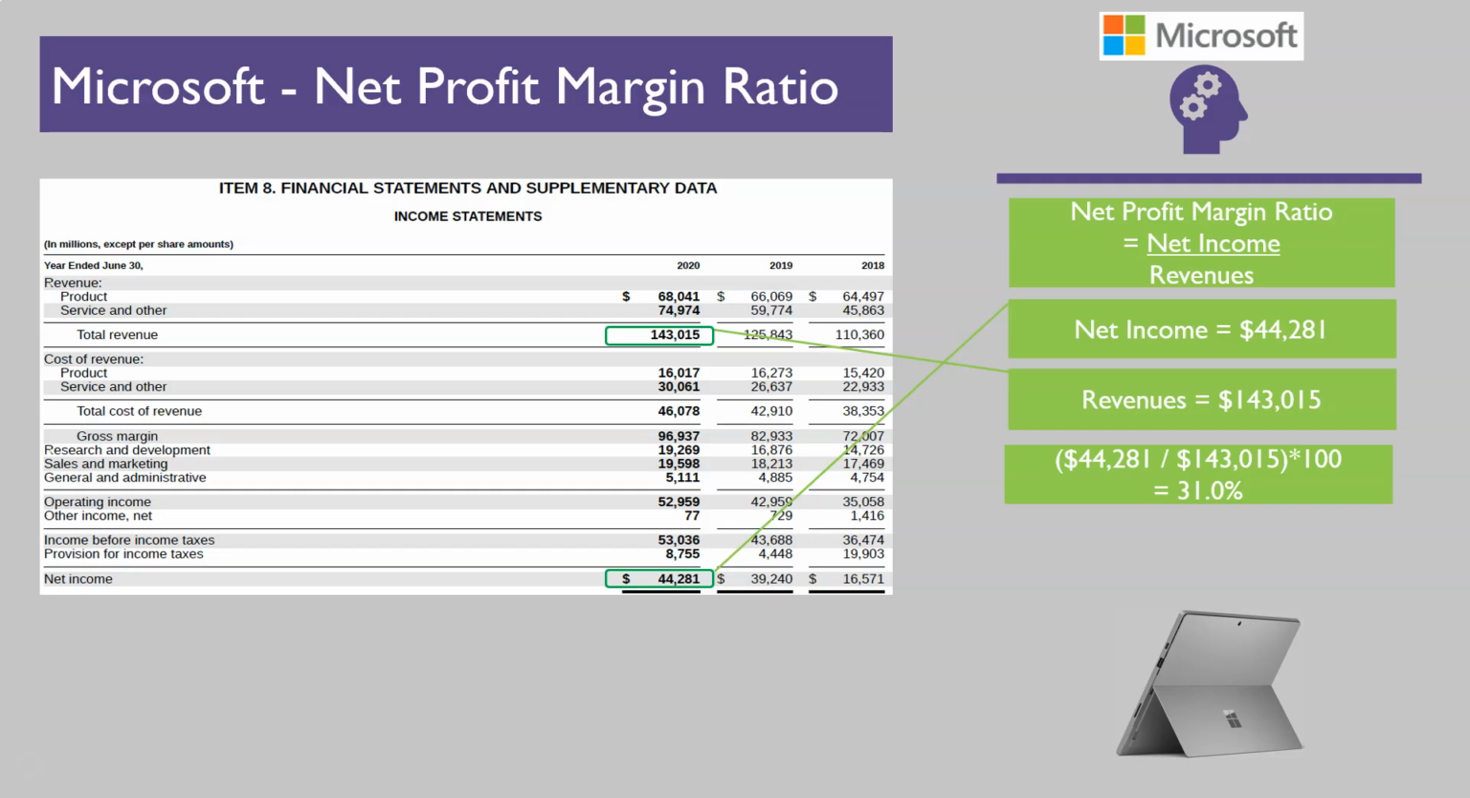When we compare this to Apple, we can see that Microsoft's net profit margin of 31% is much higher than Apple's net profit margin of 20.9%. The main point here is that on the basis of this metric, Microsoft is more profitable than Apple from a net profit margin ratio perspective.